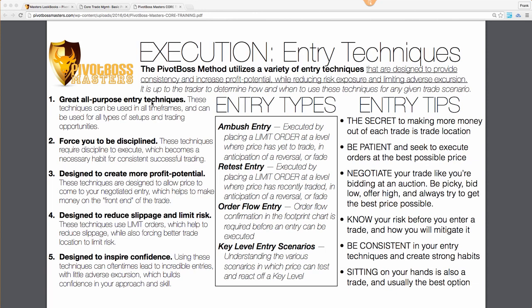So some of the entry tips, again: the secret to making more money out of each trade is trade location. And being patient is very important, because if you're too aggressive in these trades, that's when you can get trapped. Oftentimes it's these aggressive participants that we're tracking. If they become trapped beyond a support or resistance level, it's the limit orders, the passive buyers and sellers, that are trapping those aggressive participants. So being patient and looking to execute orders at the best price is always the best idea.